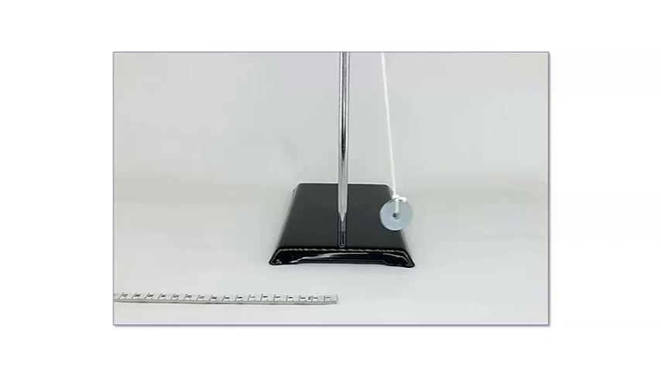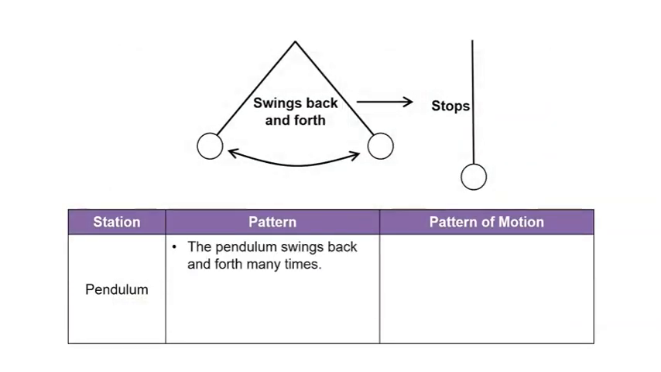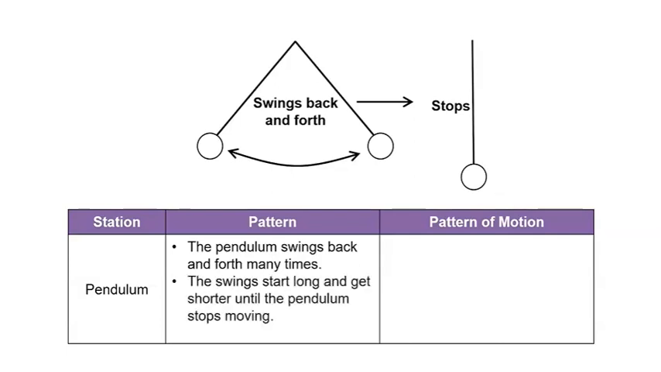What about pendulums? Call out any patterns of motion that you notice. Do you notice any motion that is happening over and over? Yeah, the pendulum moves back and forth. Let's say the pendulum swings back and forth many times. This motion is a pattern. What else? Do you notice the swings start long and get shorter until the pendulum stops moving? That motion is also a pattern. Can you think of a name for this pattern of motion? I know. Let's call this motion swinging.